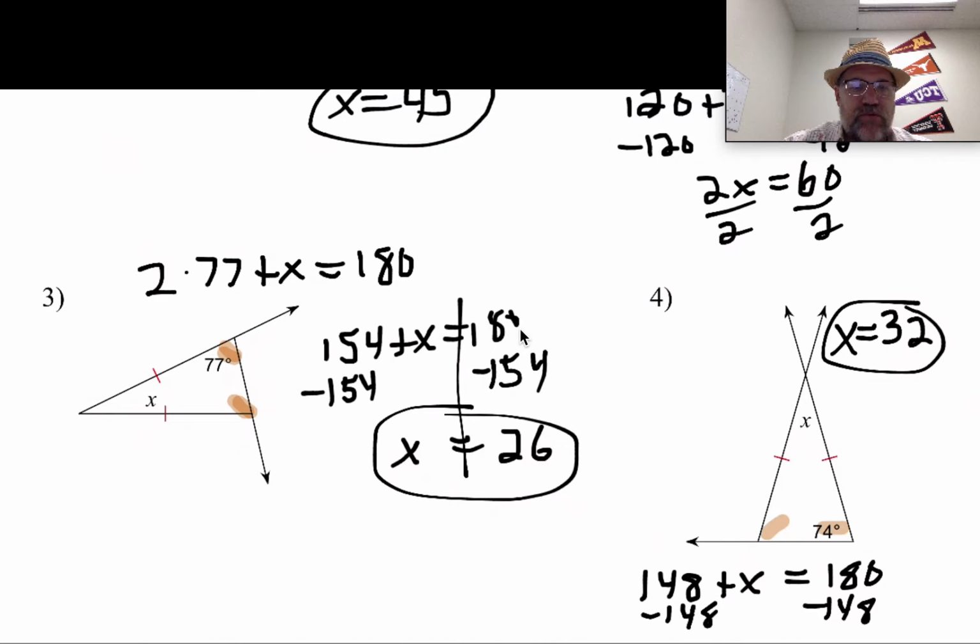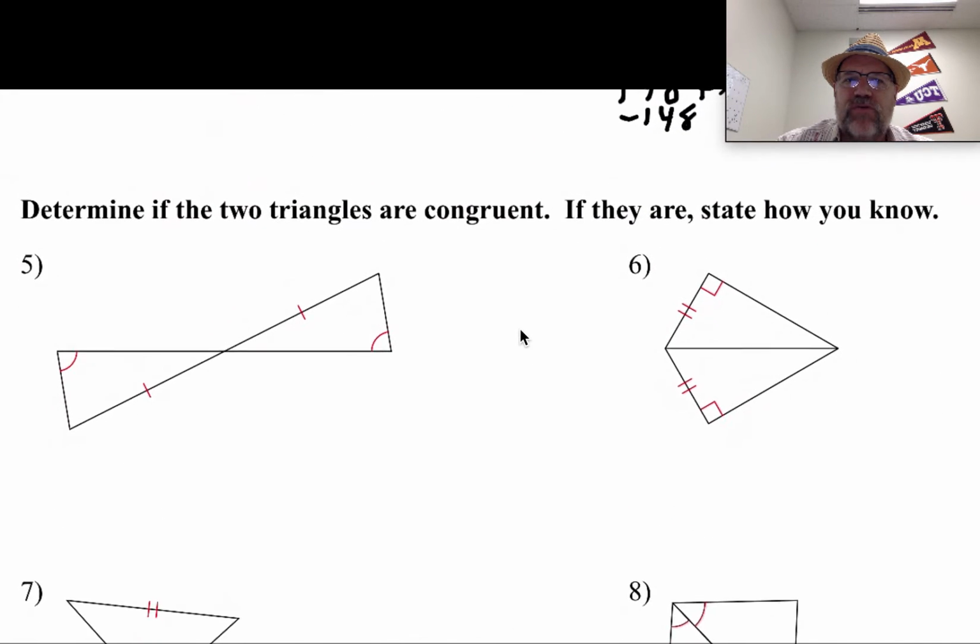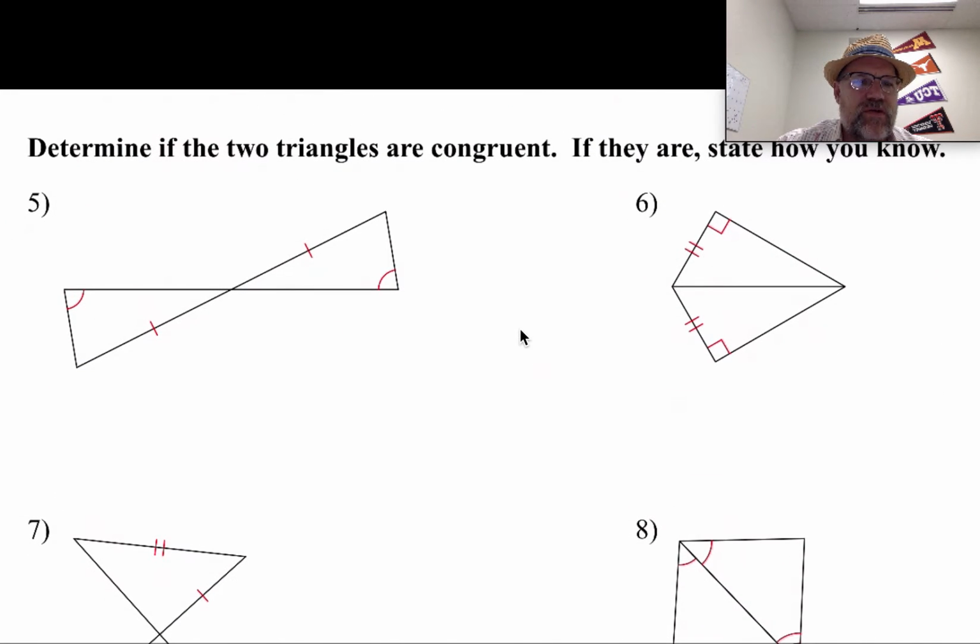So it's just really important that we know how to follow that logic and we can duplicate it. Okay, great. So the last part of the section, this is dealing with, I'm guessing, unit 16 now. It says determine if the two triangles are congruent. If they are, state how I know that they're congruent.